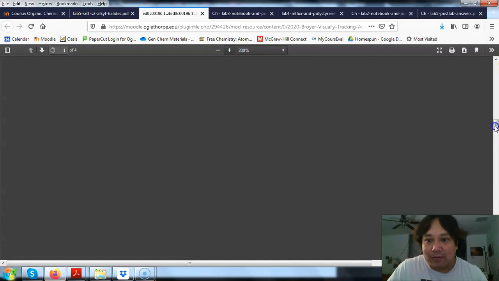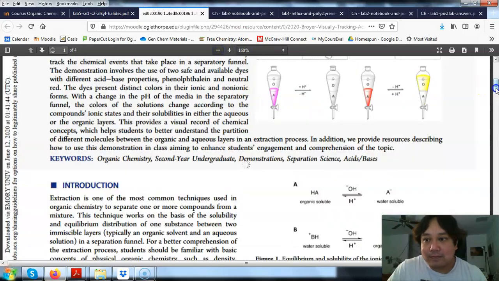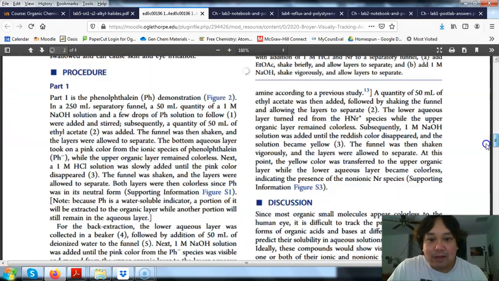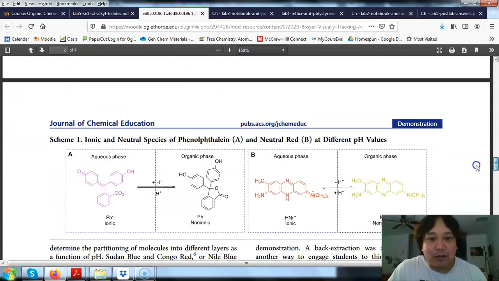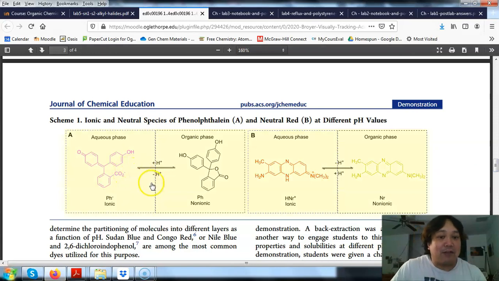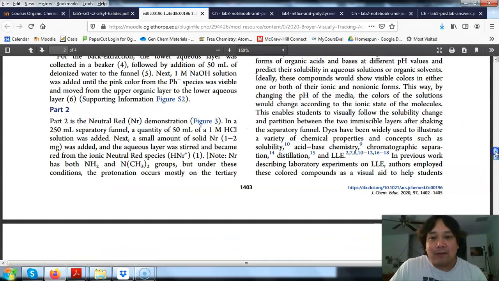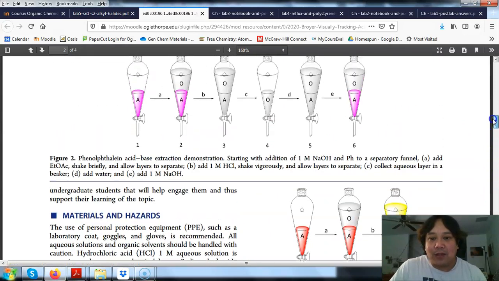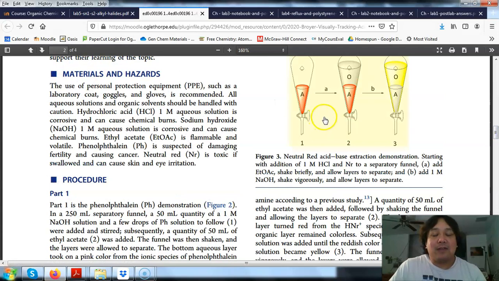Let's see if I can find a better picture. I wasn't expecting people to draw the reaction on the left, because part 2 was using neutral red, it wasn't using phenolphthalein. So underneath the title, what I expected was this chemical equation with the structures, and for those who got full credit, also, here it is, the schematic or the cartoon for the actual separatory funnel.